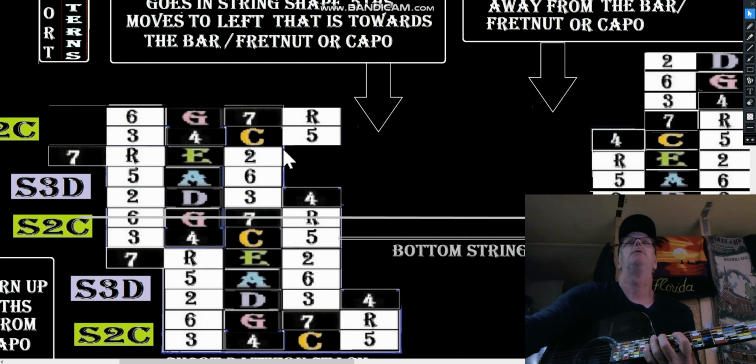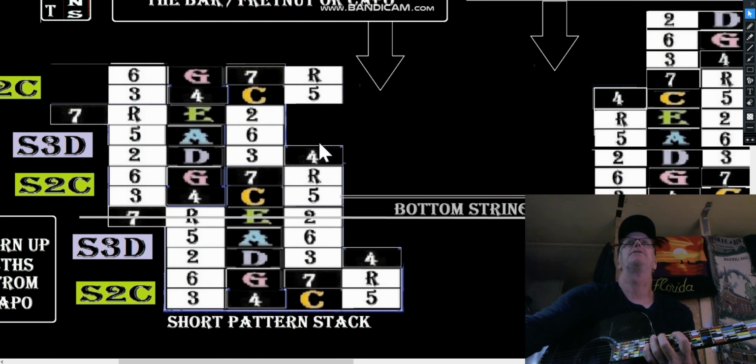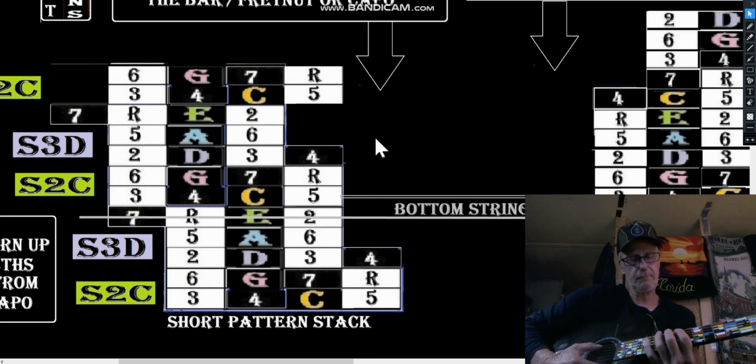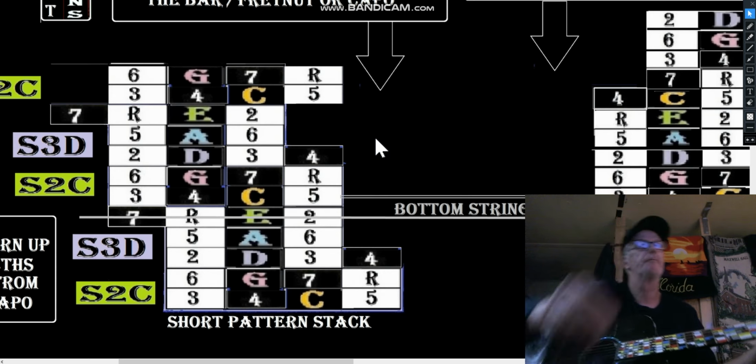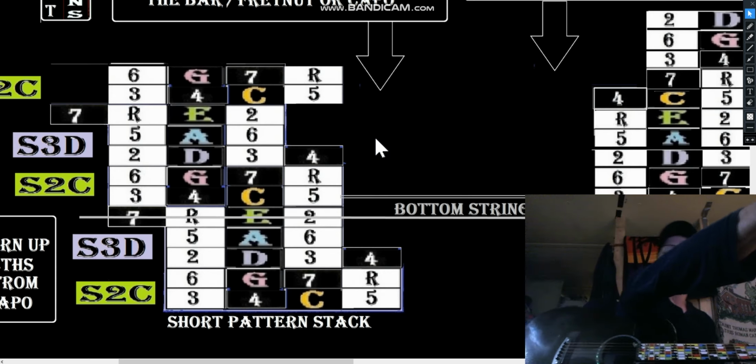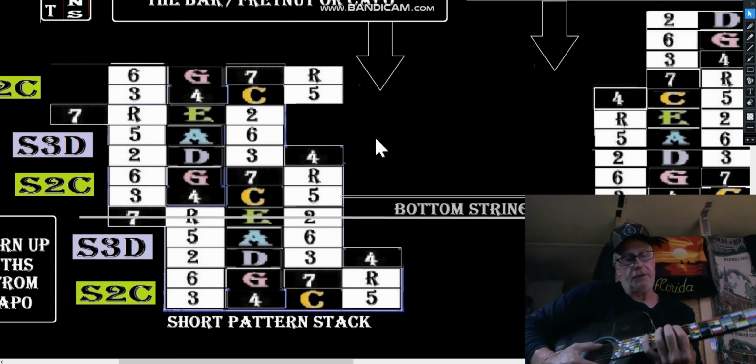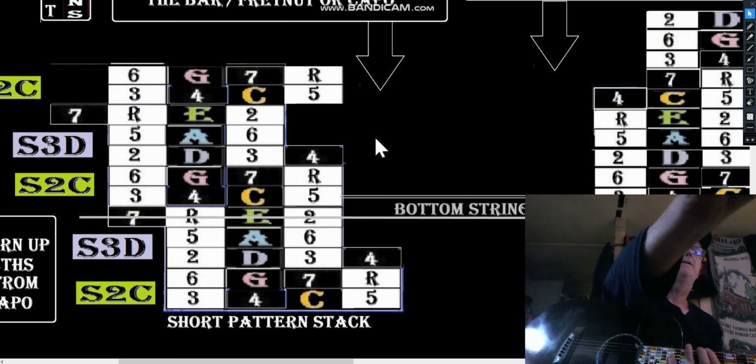Okay, so let's try it one more time. We're going to start on 7 root 2 of the C shape. Here's C. Okay, 7 root 2 is B, C, D.